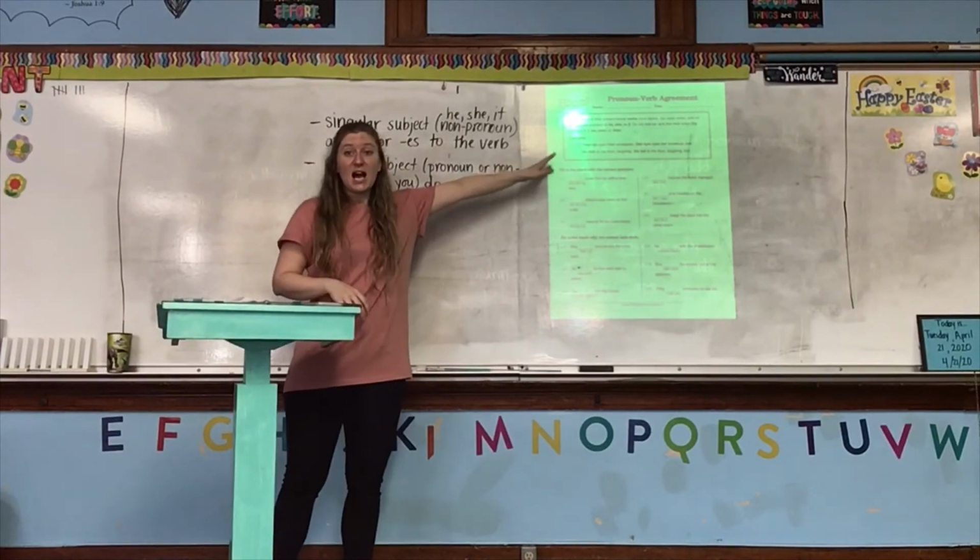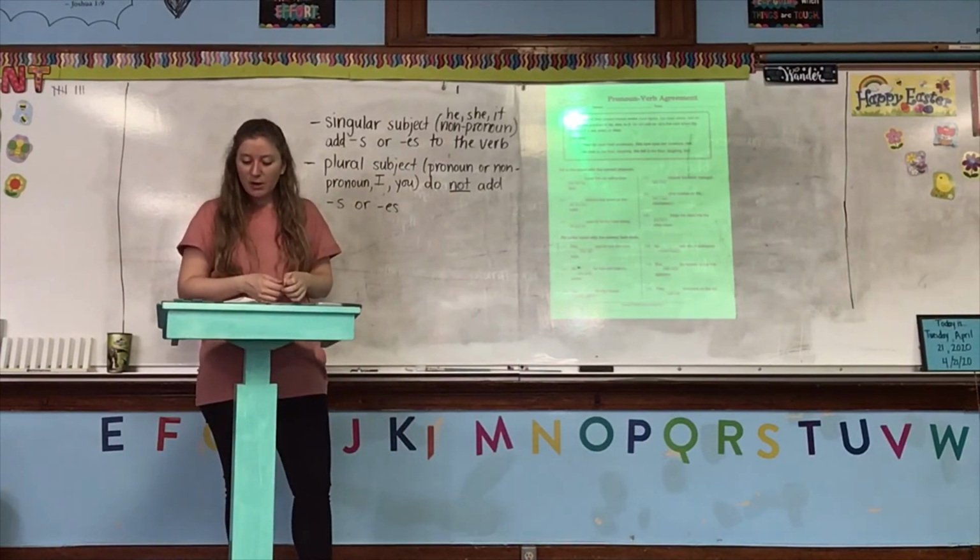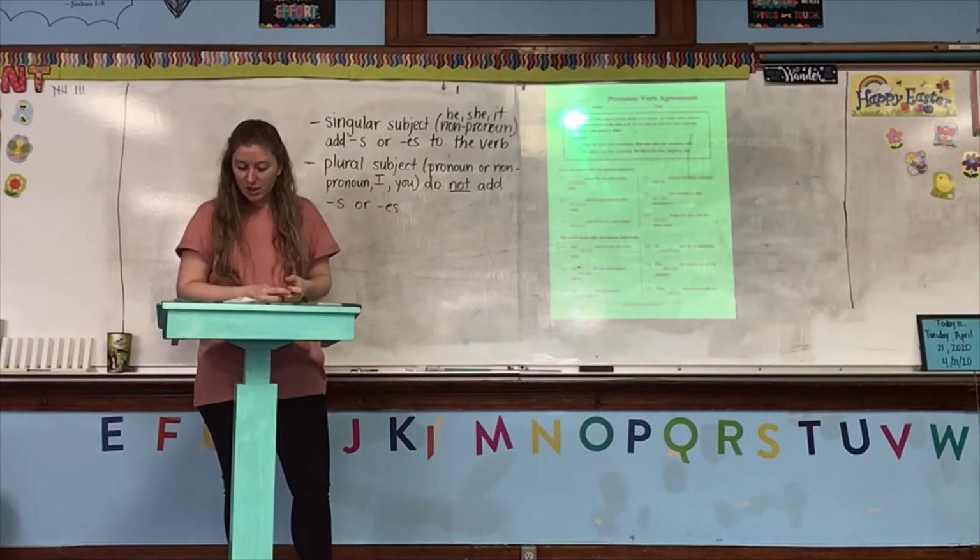So let's read the top together first because that will help us on this sheet. It says, pronouns and their present tense verbs must agree. For most verbs, add an S when the pronoun is he, she, or it. Do not add an S to the verb when the pronoun is I, we, you, or they.